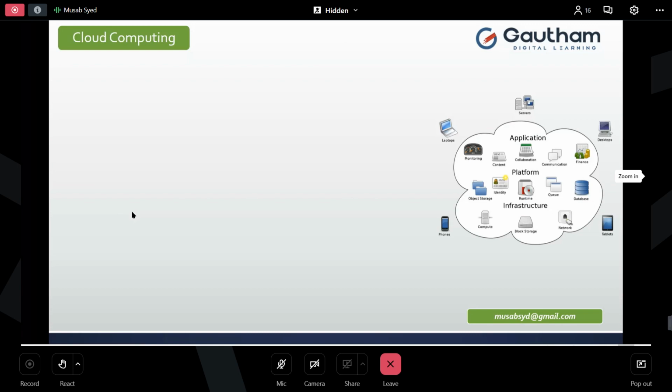To beat this on-premise data center cost, cloud computing was introduced, right? Now, what is cloud computing? Many people have many definitions. Every mouth, every word.